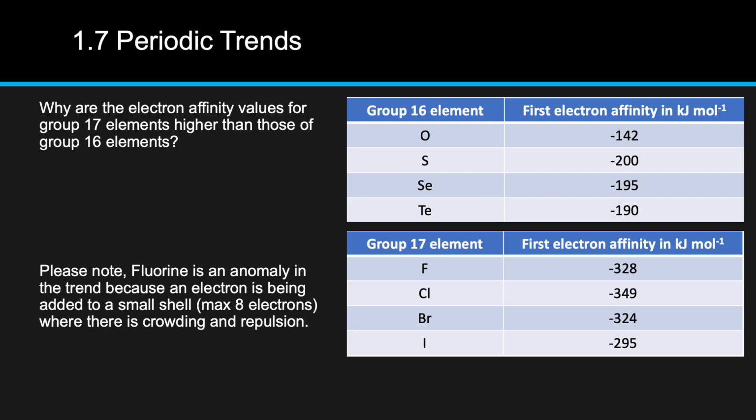And I want you to take a look at the group 17 element data. You'll see that fluorine has a lower first electron affinity than chlorine. That's because with fluorine, it's only in the second energy level. There's no D or F sublevel to go into. So because of that, when there are electrons added into fluorine, there's just a ton of repulsion going on. So it actually has a lower electron affinity value than chlorine.